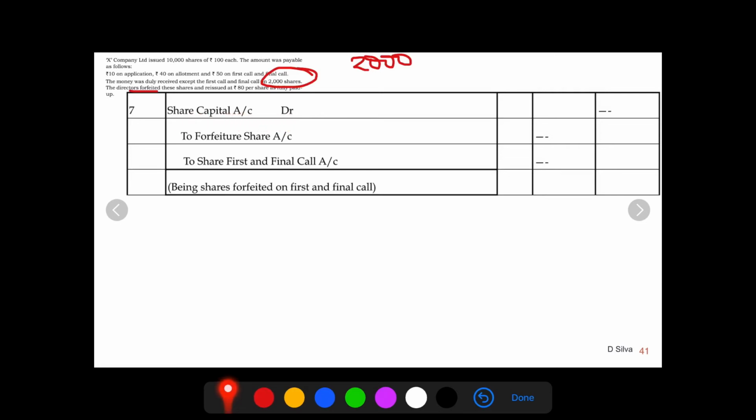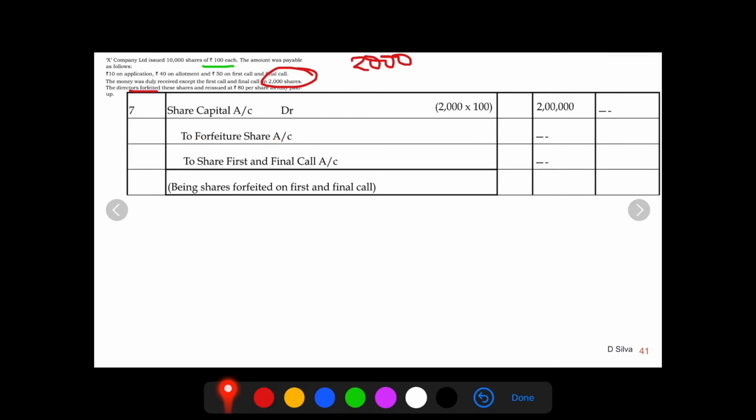Hence, share capital account debit to share forfeiture account, to share first and final call account, being shares forfeited on first and final call. So the cancellation of the shares is happening on first and final call due to the non-payment by the shareholders. So what is the share capital over here that is being debited? It is 2,000 shares of rupees 100 each as mentioned in the question. We get rupees 2 lakh which is being debited.